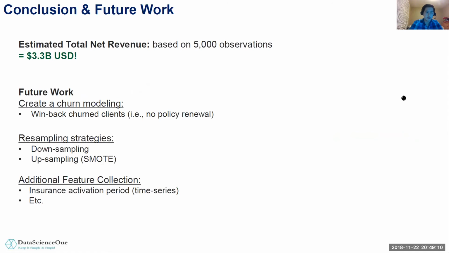For the future work, we're interested in creating a churn model. What that means is we want to predict or win back those clients who didn't renew their policies. In order to do that, we have to apply some resampling strategy, such as downsampling or upsampling. The last piece is additional feature collection. If possible, it is better to include the insurance activation period as time series data on each client to represent how long they have been with the insurance company, because that provides a good idea of the loyalty value of the client as well.